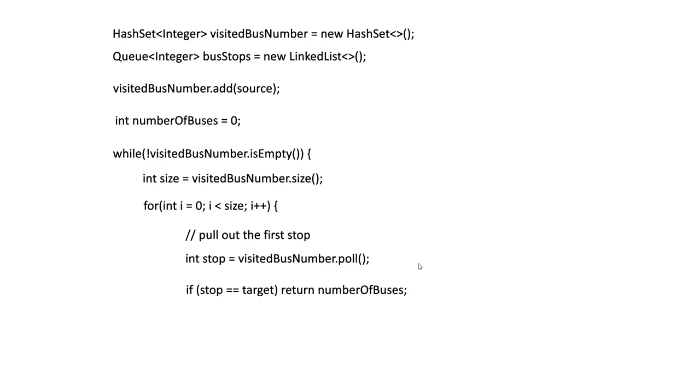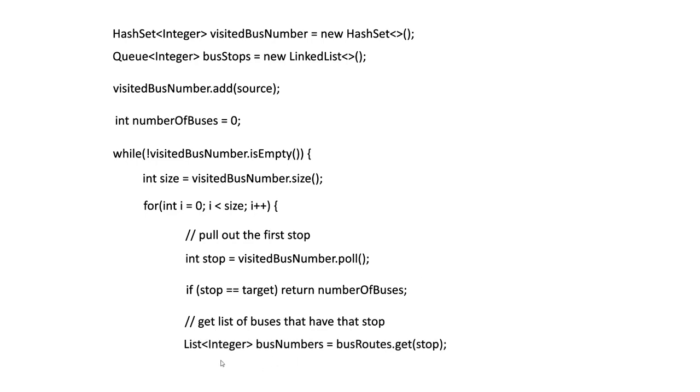So basically, you need to check for this every time, because let's say the first bus you get on has the stop and the target. So then you can just return one bus. Get list of buses that have that stop. So list integer equals bus numbers, bus route, get the stop. So basically we're going to pull out the first stop, and then we're going to find all the buses that have this stop.